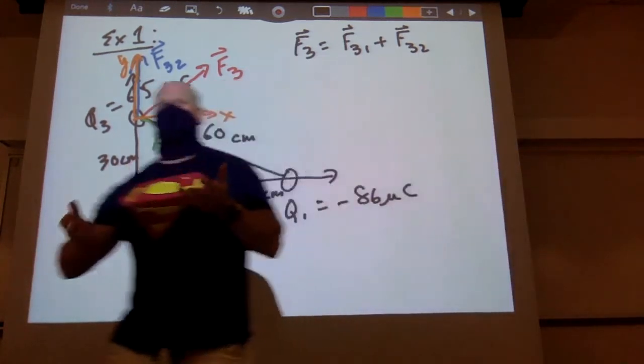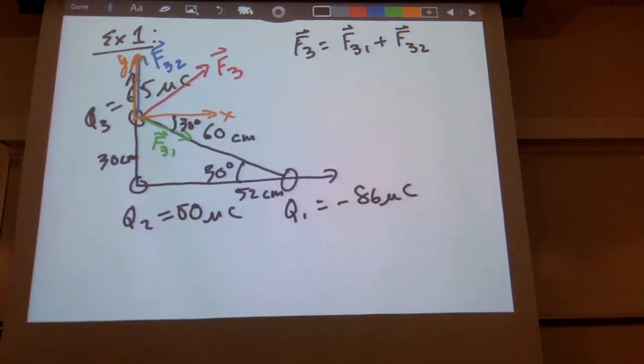Which one do you want to do? Vector notation or magnitude and angle? I'll let you choose. Which one do you want? What's that? Vector notation. Great.